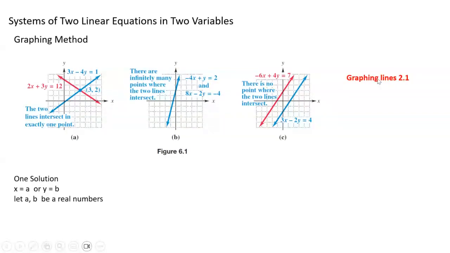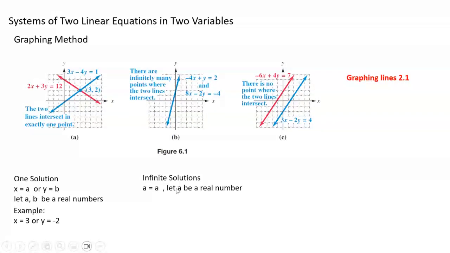Okay, and this is something from chapter 2. But I repeat, we're not going to be graphing in this section, but I'm still going to do one with graphing just so you know that we get the same solution. Now, if we have one solution, you're going to get something like x equals a or y equals b, like x equals 3 or y equals -2. That's a key point: there's going to be one solution.